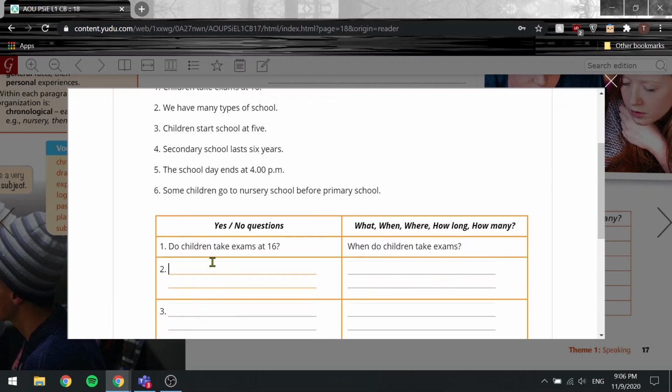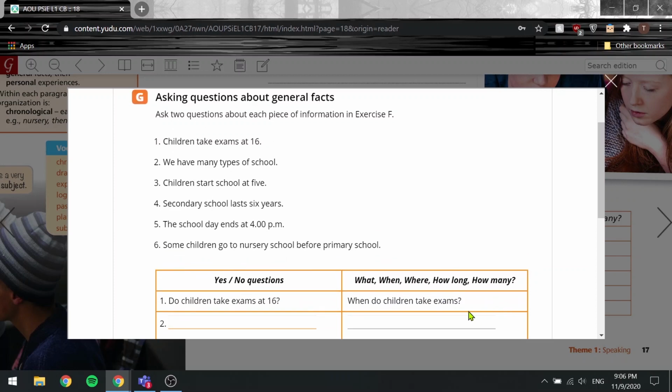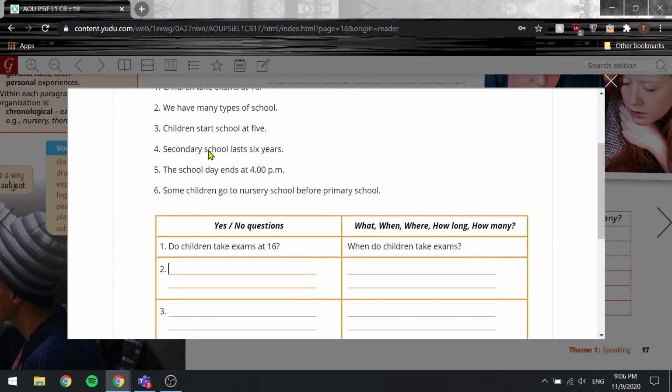So let's take a look at number 1, for example. Do children take exams at 16? You could say yes, no, and that's it. That's a yes or no question. But a normal question is, when do children take exams? Which your reply would probably be, children take exams at 16.